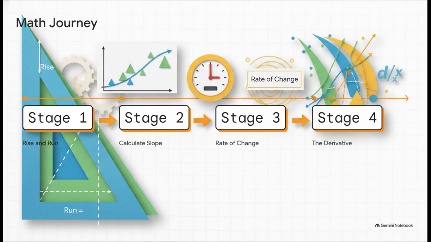And you know, this sets up a spectacular evolutionary timeline. We start with the super simple geometric idea, rise over run. That gives us our algebraic slope. But once we understand slope, we realize we're actually measuring a rate of change. And once you are measuring rates of change point by point along a curve, well, you have just unlocked the ultimate tool of advanced mathematics, the derivative.